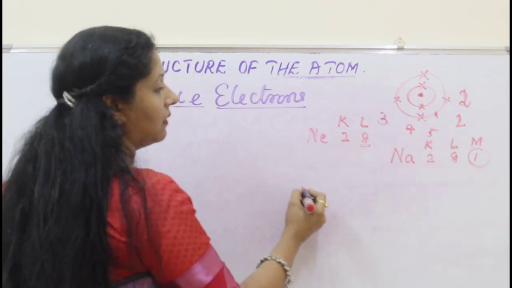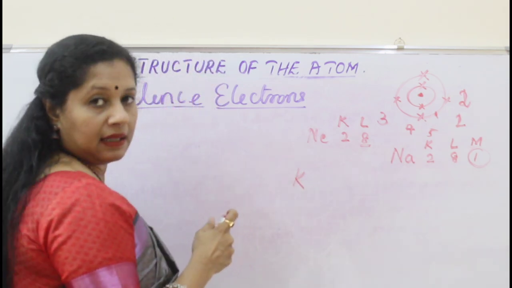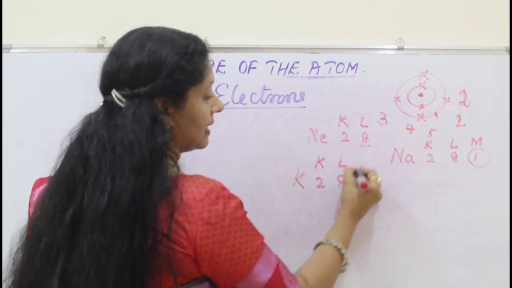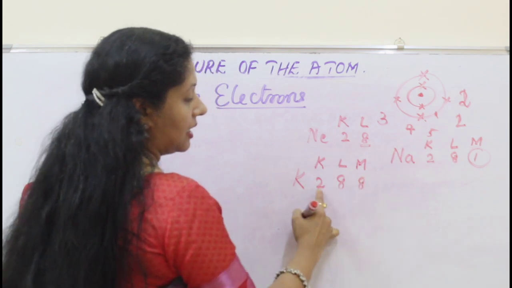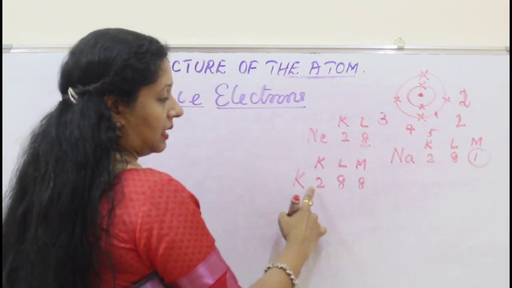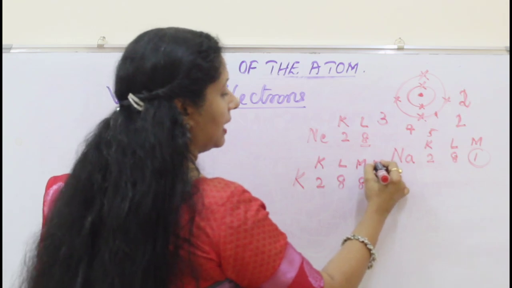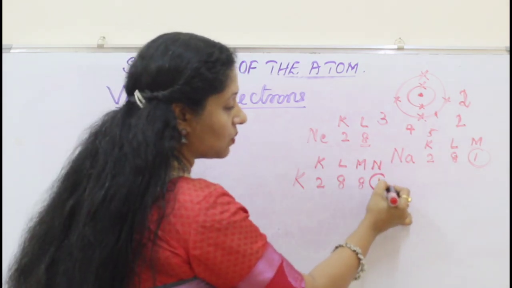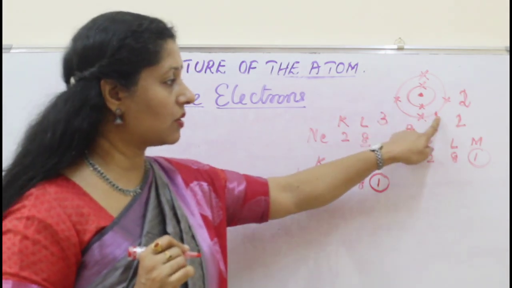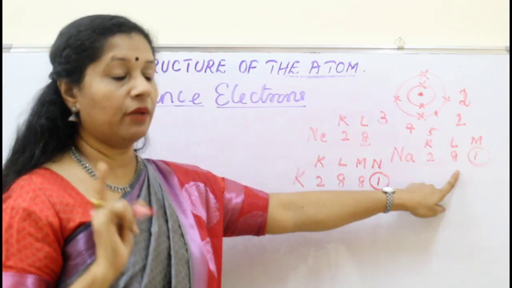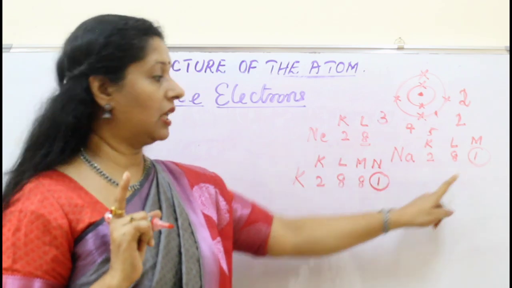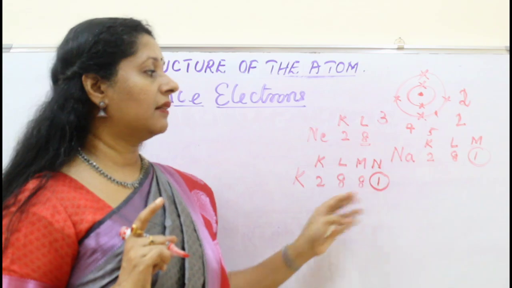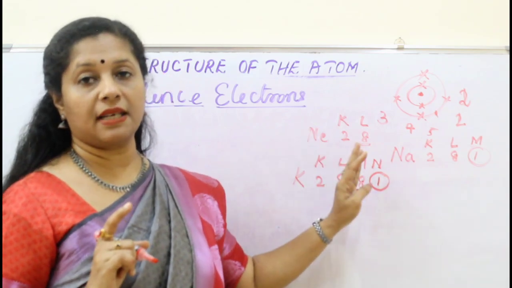Then again potassium. When we wrote, potassium 19 is the number. So K shell had 2, L shell occupied 8, M shell also had 8. So how much is over? K, L, M is full. When it came to N shell, 1 came to N shell. So it also has valence electron 1. Hydrogen also has 1, but that was in the first orbit. Sodium also has 1, but it is in the M shell. And potassium also has 1, but it is in the N shell. Like that, we have different elements having the same valence electron.